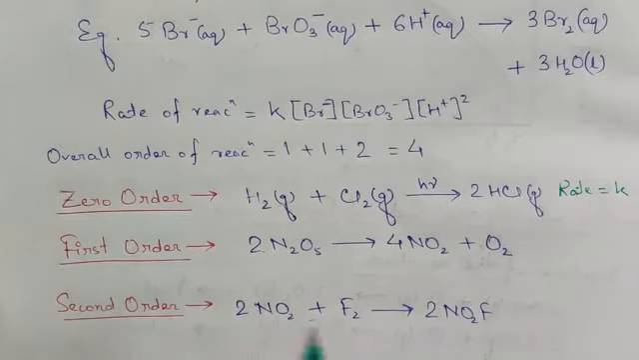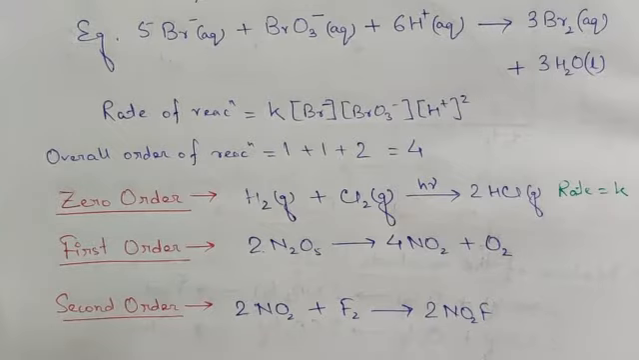Now in case of this one, it is expected that 2 moles of NO2 and 1 mole of F2 react, that means it is a third order reaction. But experimentally it is found that the order of this reaction is 2, that is a second order reaction. Some other examples are also there which are different from the expected order.